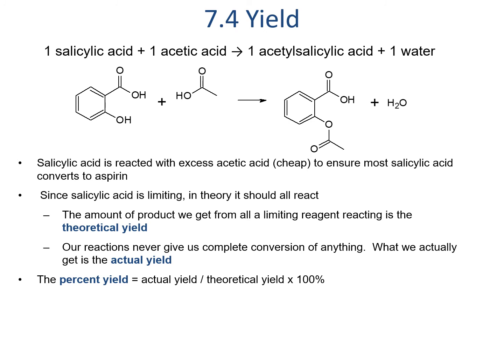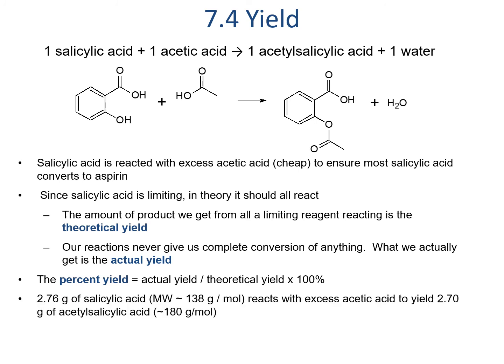See if you can identify the theoretical yield, actual yield, and percent yield if 2.76 grams of salicylic acid, which has a molecular weight of about 138 grams per mole, reacts with excess acetic acid to yield 2.70 grams of acetylsalicylic acid at about 180 grams per mole. Actual yield is given, 2.70 grams of acetylsalicylic acid.